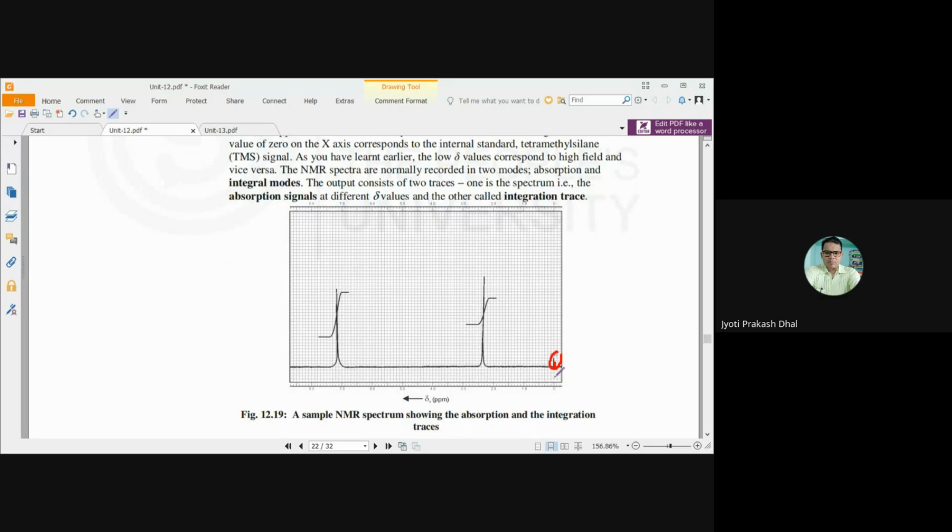At TMS the delta value is 0, and if you take the tau value, it is 10 tau. So the value of delta for TMS will be 0. As we learned earlier, a lower delta value corresponds to high field and vice versa. So lower delta value means close to TMS, that is high field. The output consists of two traces. One is the spectrum, the absorption signal at the delta value, and the other is the integration trace.